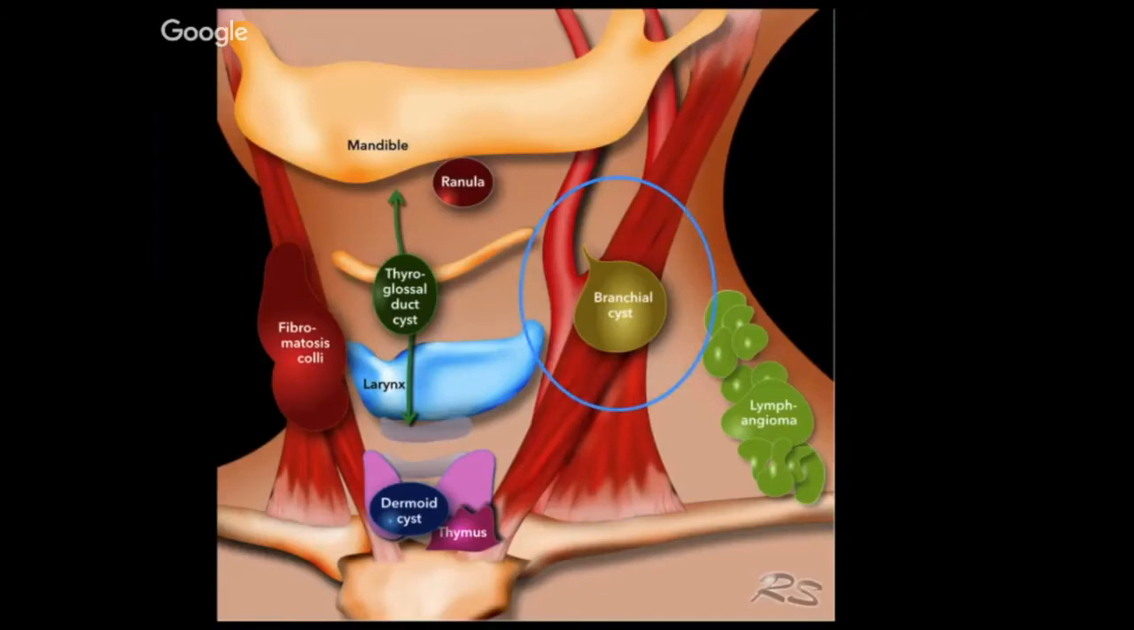Here you can appreciate all the other structures that you could see in the neck. We're going to have a couple of examples of the other structures as well. And so based on where you find the mass, that's the nice picture.